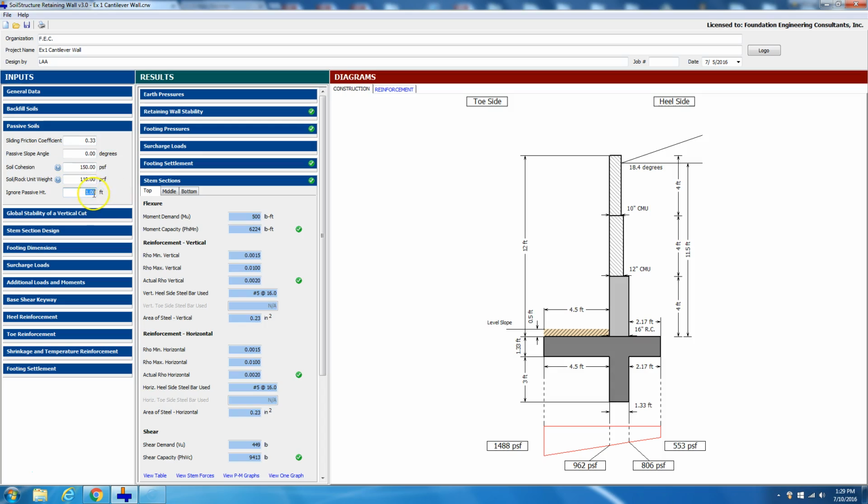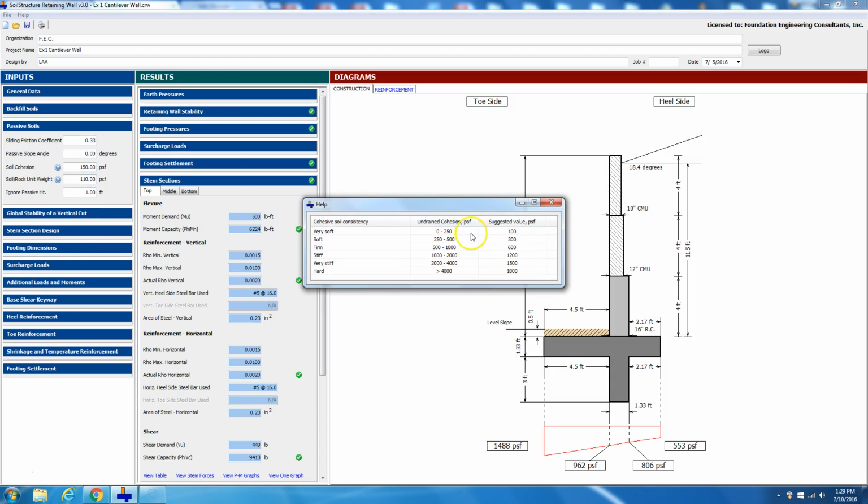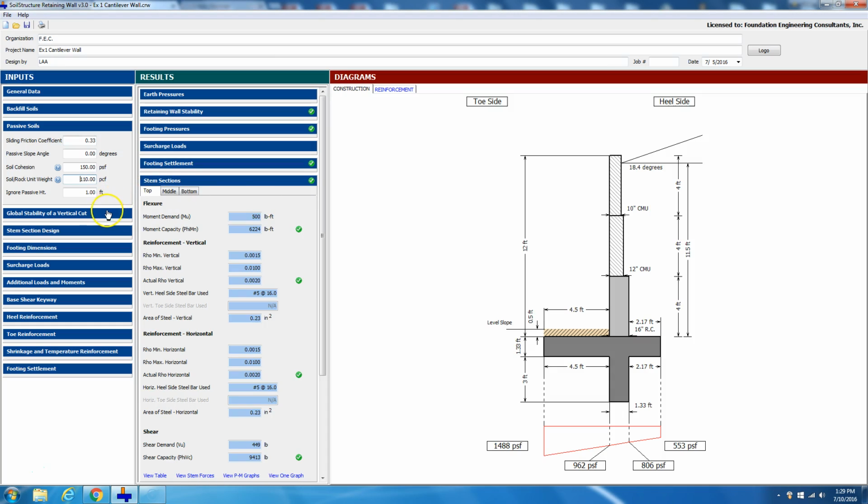Ignore passive height. You could have it 0, or you could have it a foot or half a foot. It's up to what's in the soils report. Now we'll give you guidance. If you click on this question mark, it will give you the consistency of cohesive soils per USCS classification, and these are the values we suggest: 100, 300, 600, and so on.